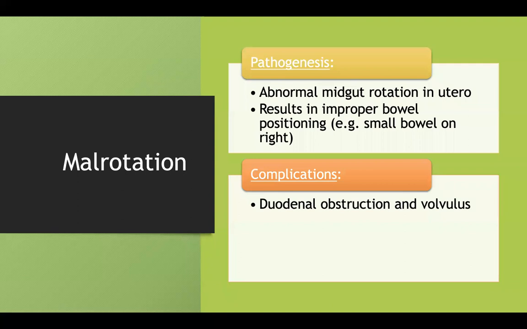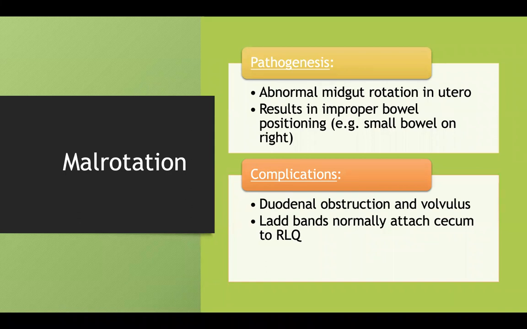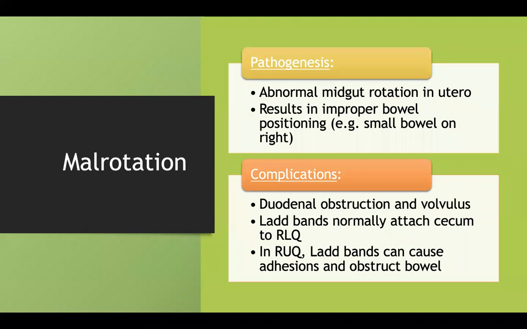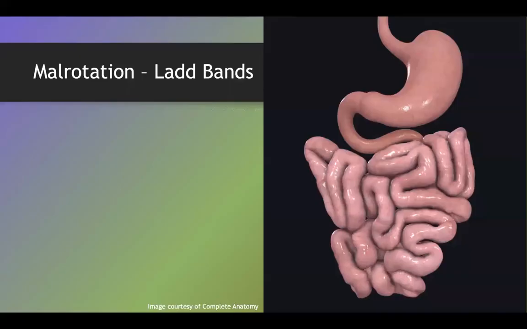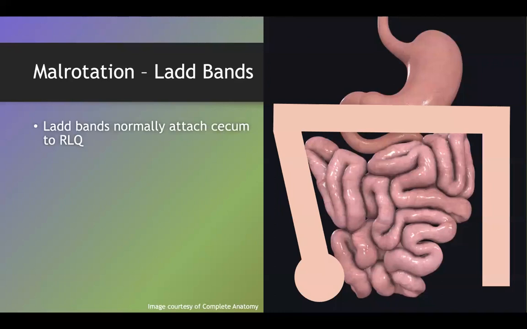So a complication of malrotation that you have to consider is duodenal obstruction and volvulus. The reason this happens is that we have something called Ladd bands. Ladd bands normally attach our cecum to the right lower quadrant, but if they're in the right upper quadrant, they can start messing with different regions of your small intestine, especially your duodenum. So let's see how that works in action. Ladd bands normally attach your cecum to your right lower quadrant.